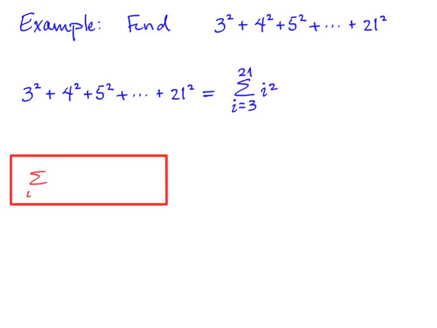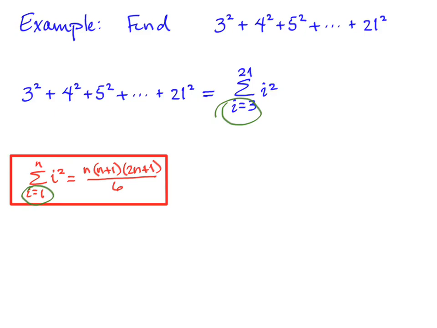Now, we'd like to use the second formula, the sum as i goes from 1 to n of i squared, which is n times n plus 1 times 2n plus 1 all over 6. We'd like to use that formula, but notice that in the formula, i starts at 1, and in our sum, i is starting at 3. So we have to make some adjustments first.